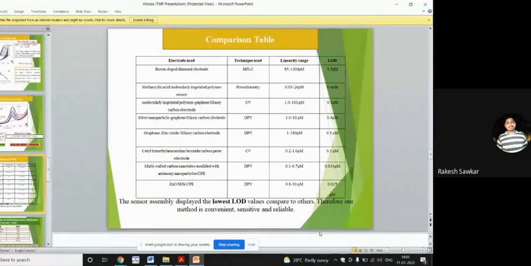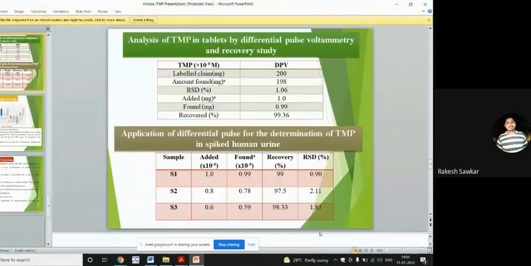This is the comparison table of earlier reported work as well as the present work. The sensor assembly displayed the lowest limit of detection values compared to the others. Therefore, our method is convenient, sensitive, and reliable.